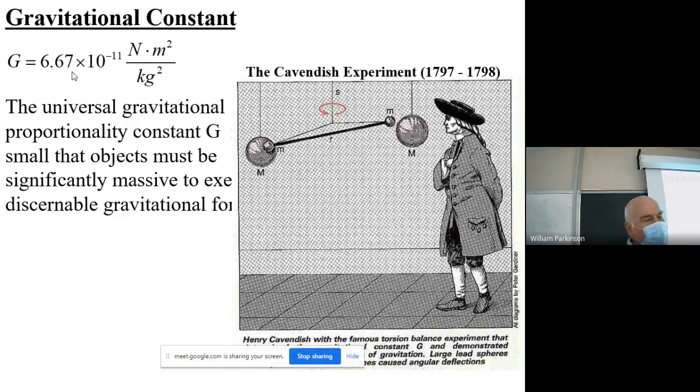So this is the guy. Newton didn't figure out the value of G. This guy figured out the value of G. But then when you stick it into Newton's formula, everything works.